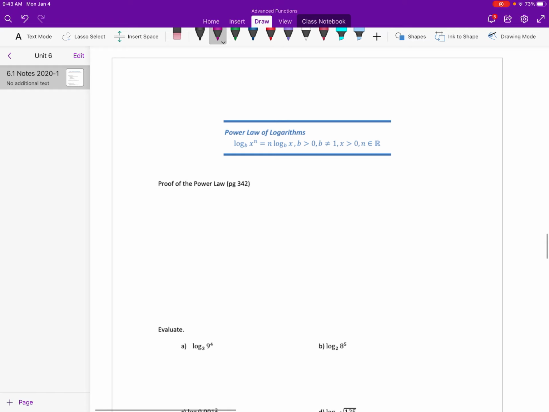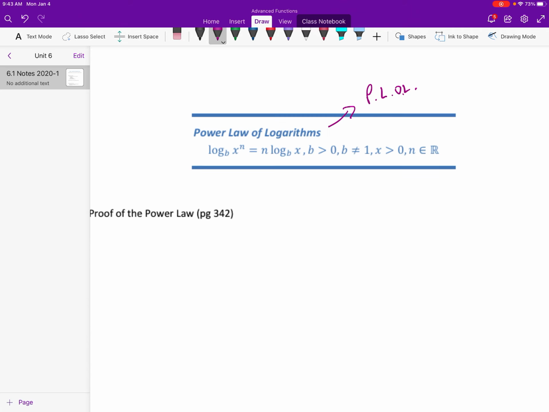Okay, so I'm going to tell you about the power law of logarithms, then I'll give you a quick proof for it as well. The power law of logarithms, we'll short form this for our work as PLOL. What it says is that the log of x with a base of b to the exponent n is equal to the exponent times the log of x with a base of b. So notice that n here has shifted from being the power to being out in front.